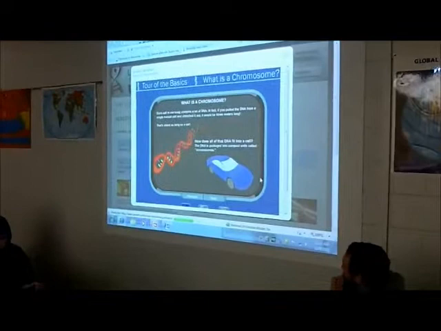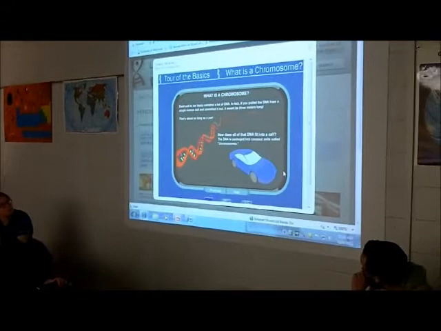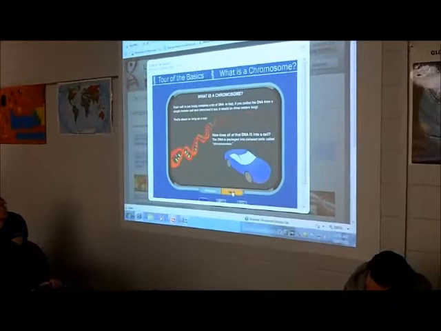What is a chromosome? Each cell in our body contains a lot of DNA. In fact, if you pulled the DNA from a single human cell and stretched it out, it would be 3 meters long. That's about as long as a car. How does all of that DNA fit into a cell? The DNA is packaged into compact units called chromosomes.